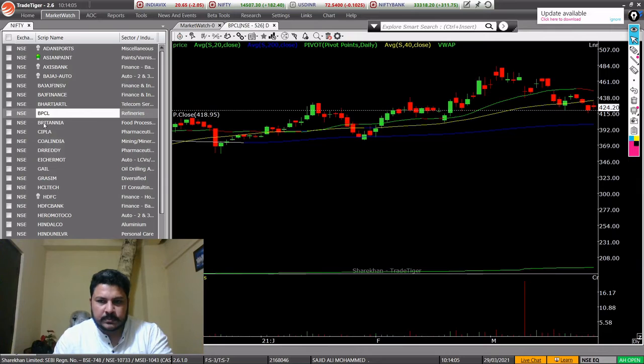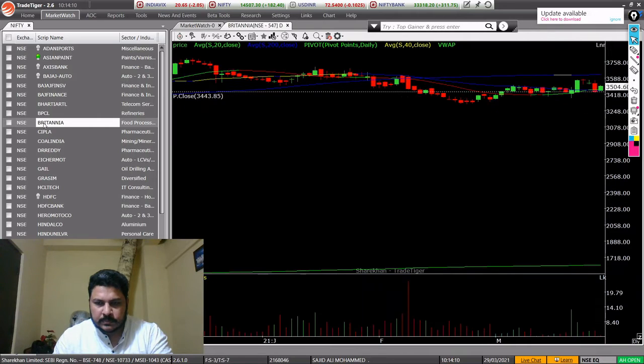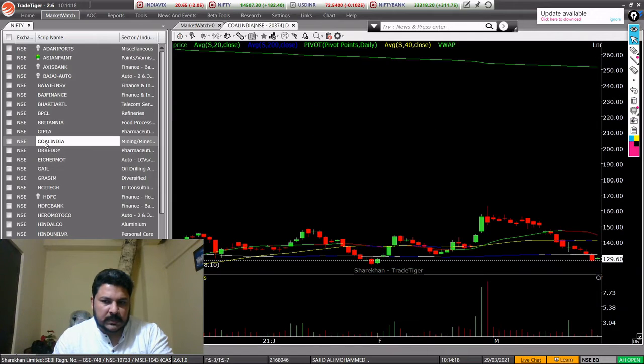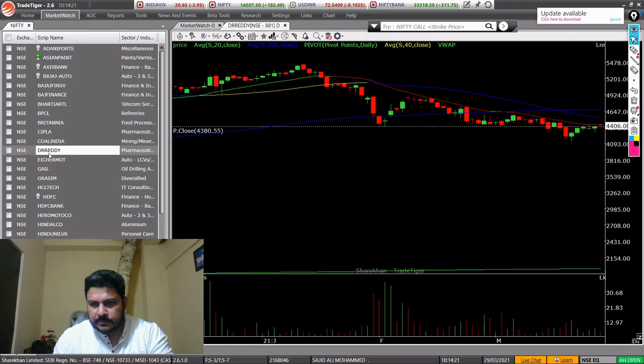BPCL, it's again consolidating. Britannia is sideways. Cipla is in a consolidation phase. Coal India is also in a consolidation. Dr. Reddy's is in a downtrend. This has crossed these two and it's come to this level, so it's kind of a short entry for us.